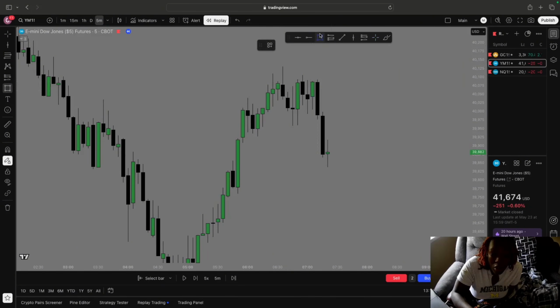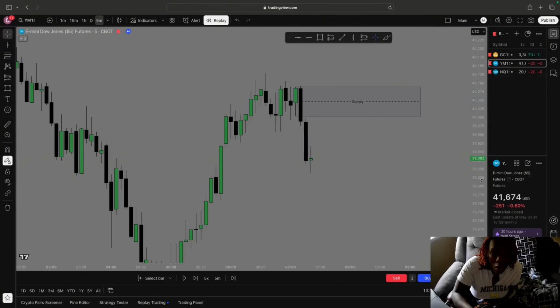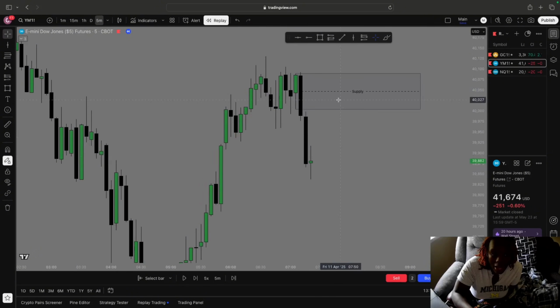Now, how do we draw our supply zone? You're drawing your supply zone wick to wick. Okay, that is your zone area here, right? So this would be your supply. Now all we do is wait until it taps into the zone here.